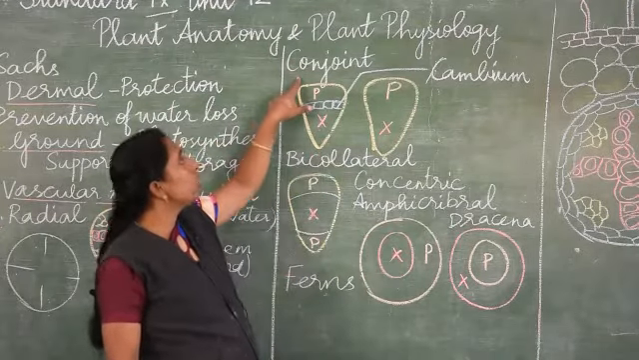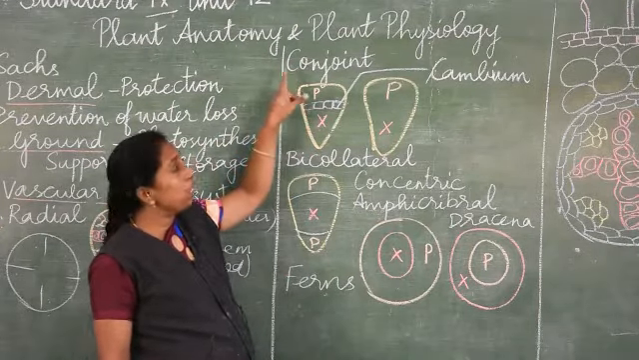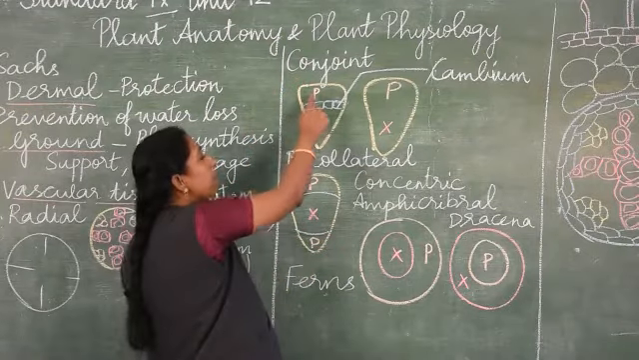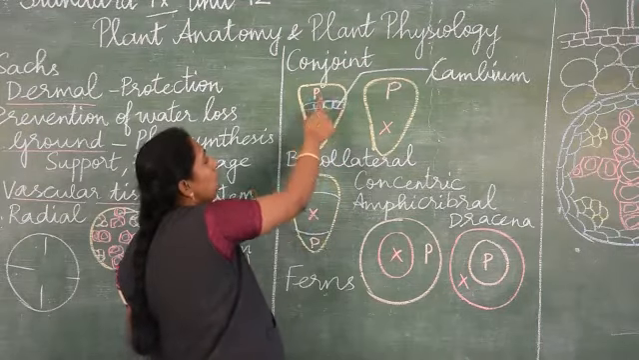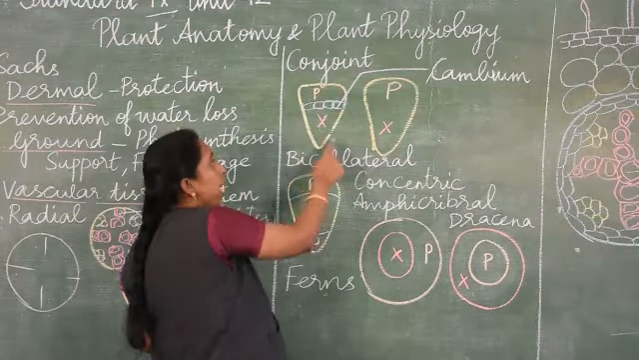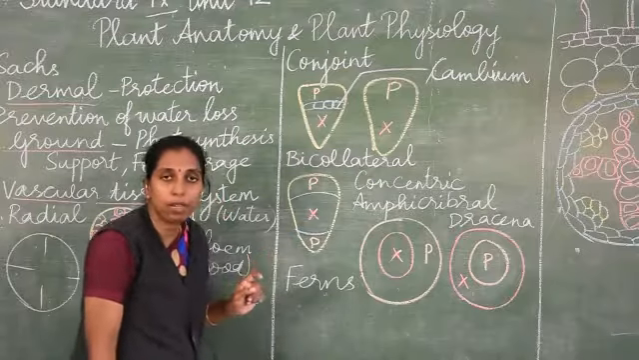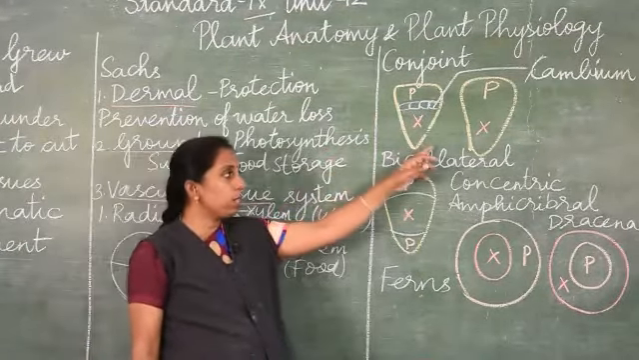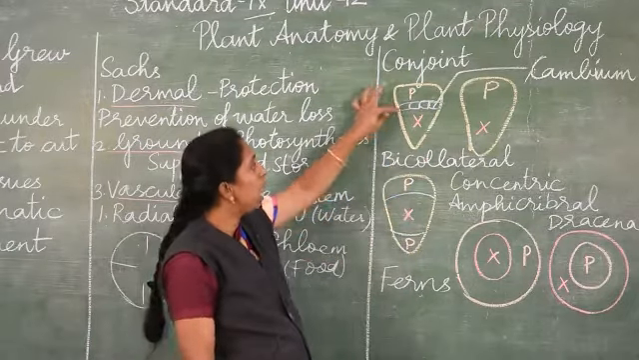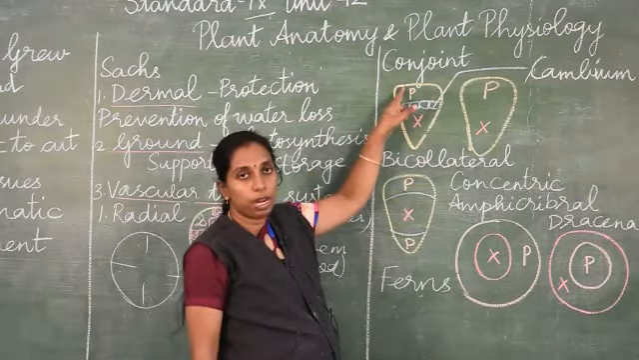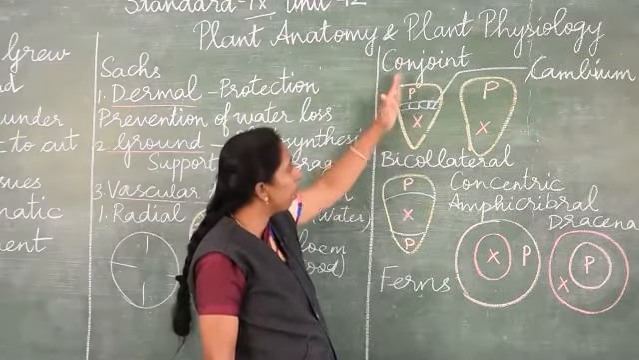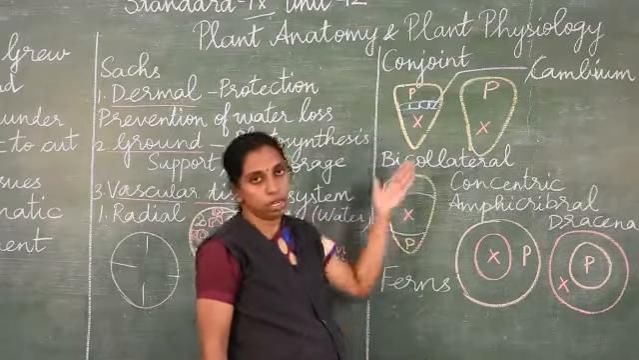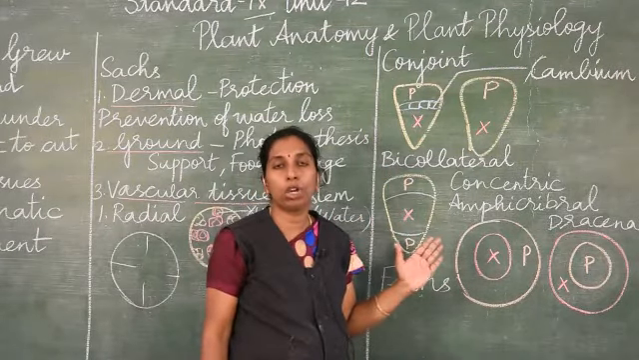Here the next one is the conjoint vascular tissue system. Here xylem and phloem will be arranged on the same radius. The difference between the radial vascular tissue system and the conjoint vascular tissue system is that in conjoint, xylem and phloem are arranged on the same radius. That is called conjoint vascular tissue. What is conjoint vascular tissue?